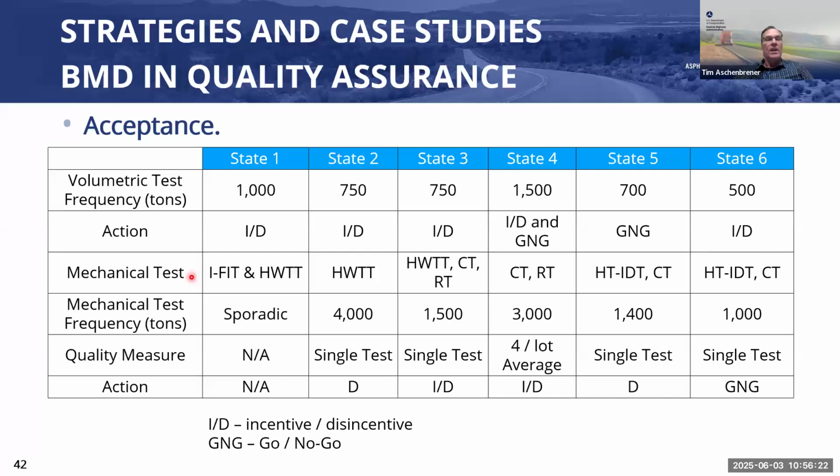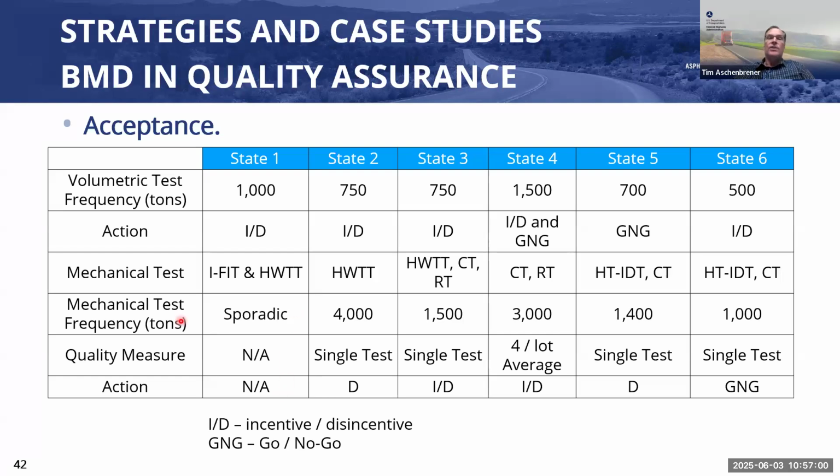Again, the mechanical tests, here we see the exact same mechanical tests as we saw for the mixed design verification, state 5 using those surrogate tests. And then what's the frequency? The frequency for the mechanical tests, those range quite a bit from every 1,000 tons to every 3,000 or 4,000 tons. I'll mention state 1 here. They're not really doing balanced mixed design for acceptance. They're just checking things sporadically just to see if things are matching or not. So then they're taking no actions.